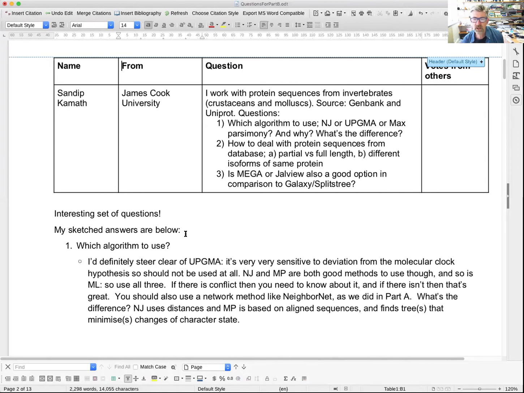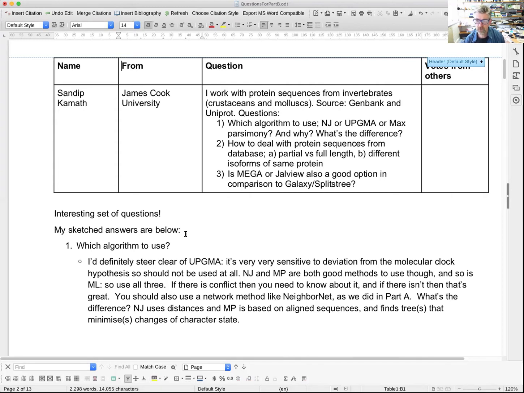So on which algorithm to use, first of all, definitely avoid using UPGMA. That's unweighted pair group method with arithmetic mean. It's a terrible, terrible algorithm. The reason that it's terrible is that it's extremely sensitive to deviations from what we like to think of as the molecular clock. And that idea is that the distance between the root and the tips is more or less the same, or close to being the same, for all of the taxa in your group of taxa that you're interested in.